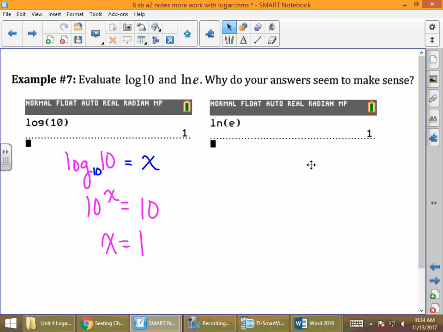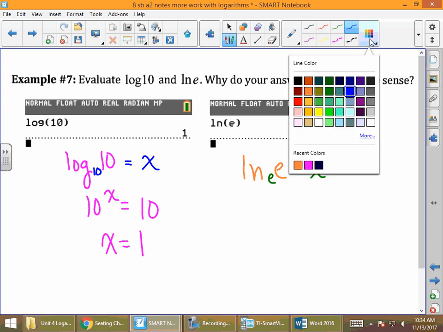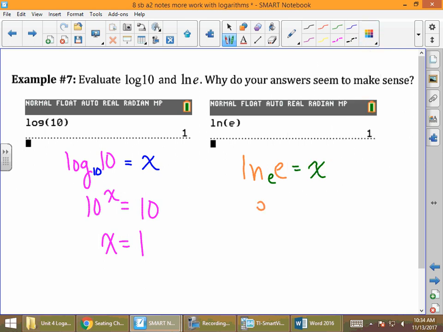If we look over here at natural log of e, it's the same reasoning here. Natural log of e, well, the base of that is e. And we need to know what the exponent is, because that's what we're asking for here. If we convert it to exponential form, this is e to the x equals e. And e to what power equals itself? x equals 1.